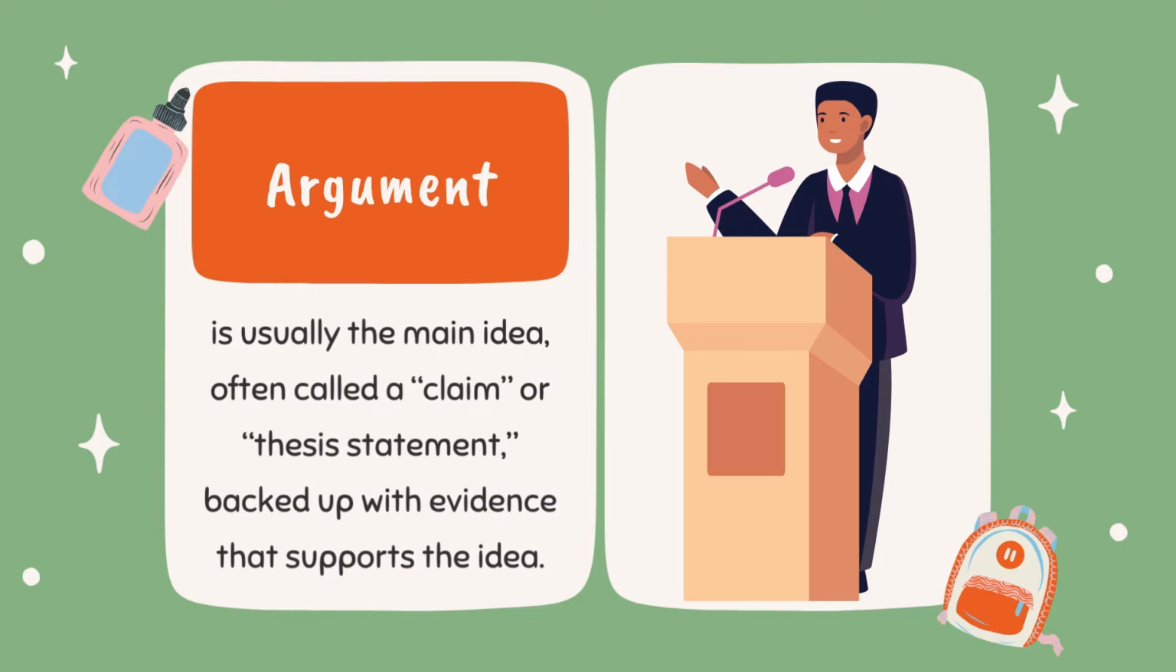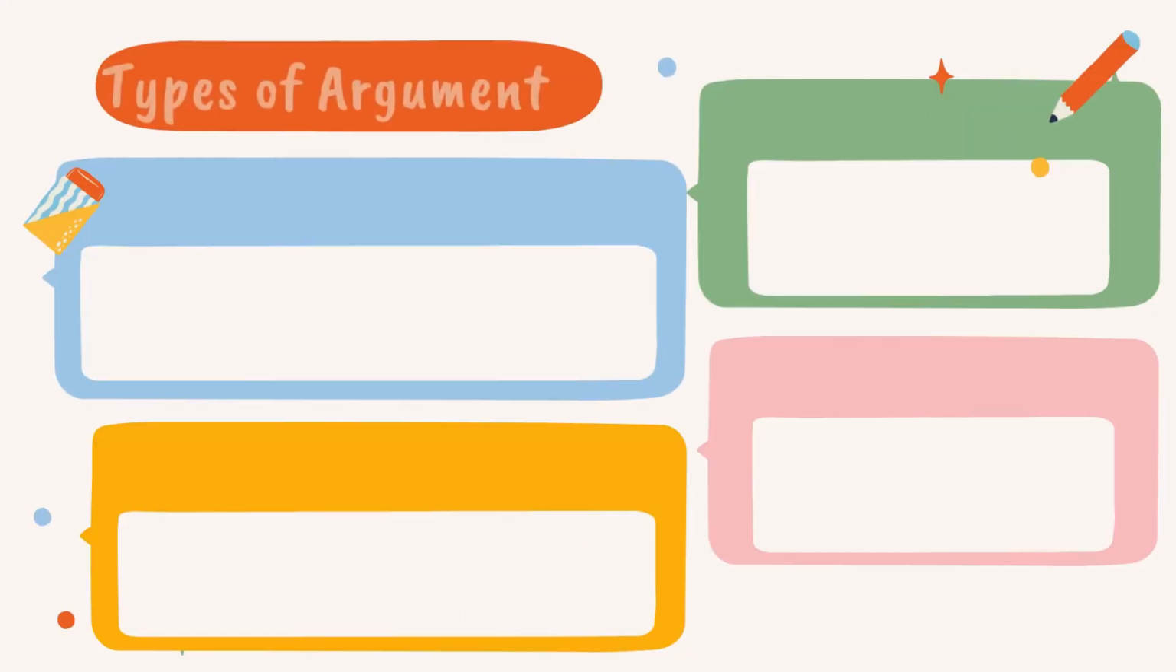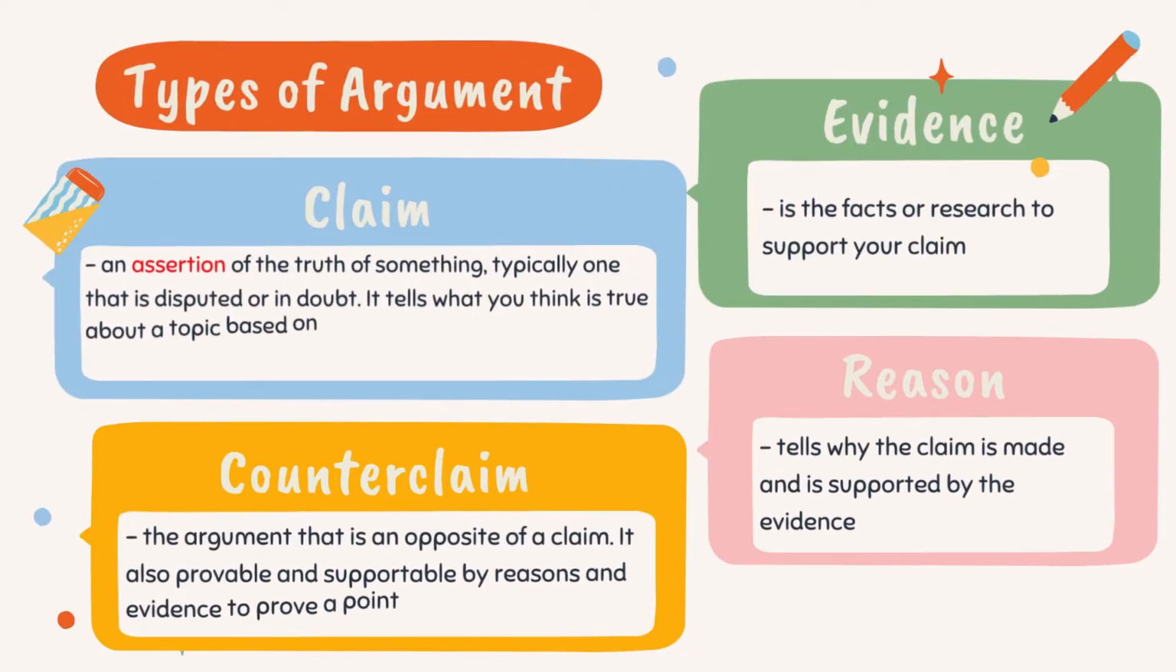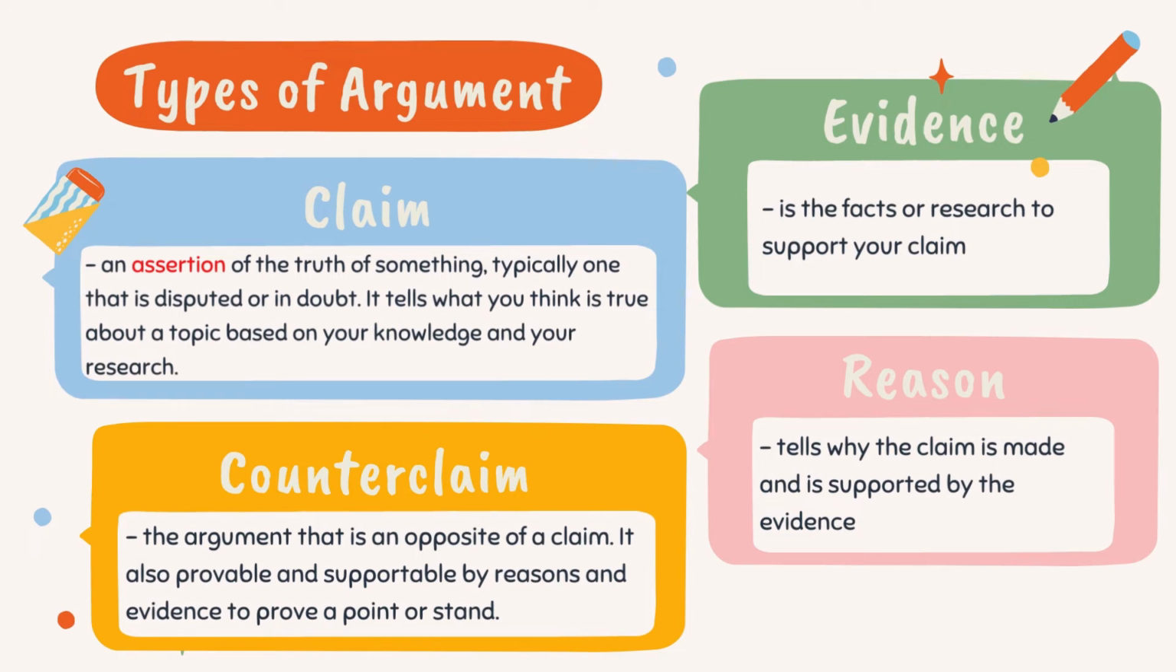You should also have your argument. Argument is usually the main idea, often called a claim or thesis statement, backed up with evidence that supports the idea. This means that your opinion should be supported with explanation and reliable evidence. When developing your argument, you should incorporate the four types of argument: the claim, counterclaim, evidence, and reason.